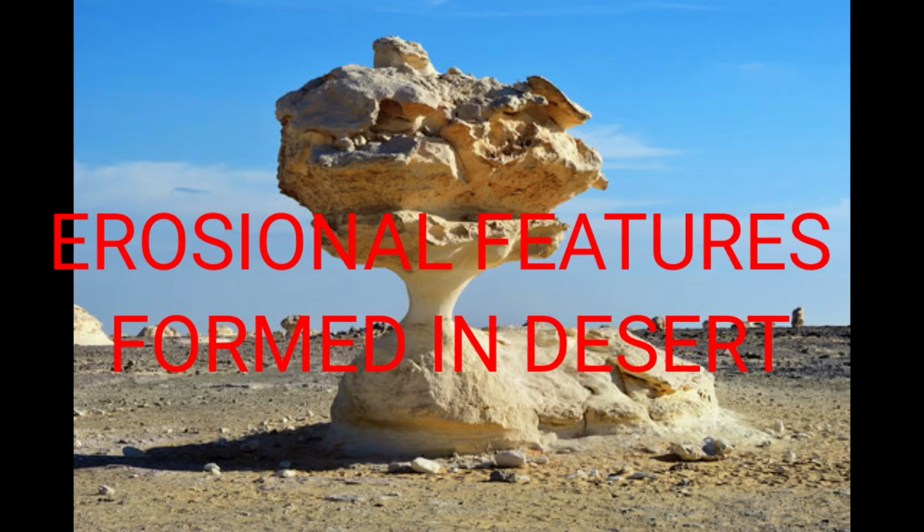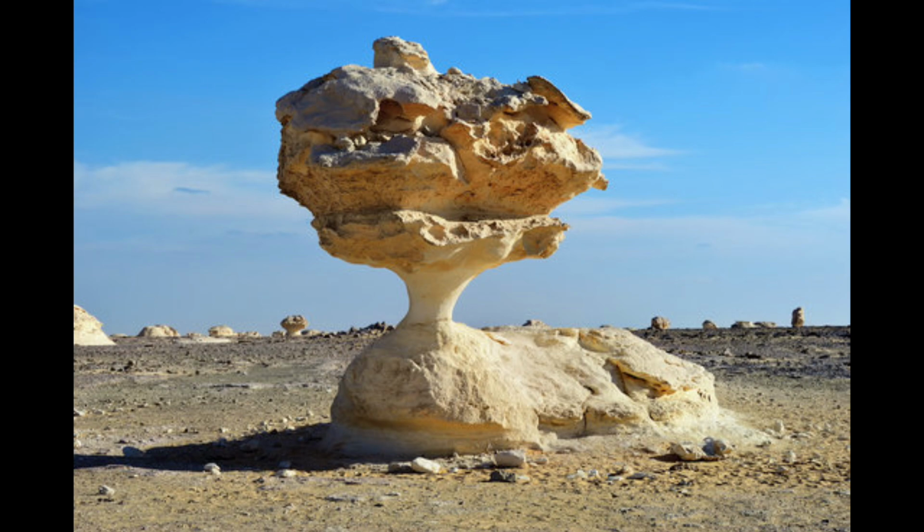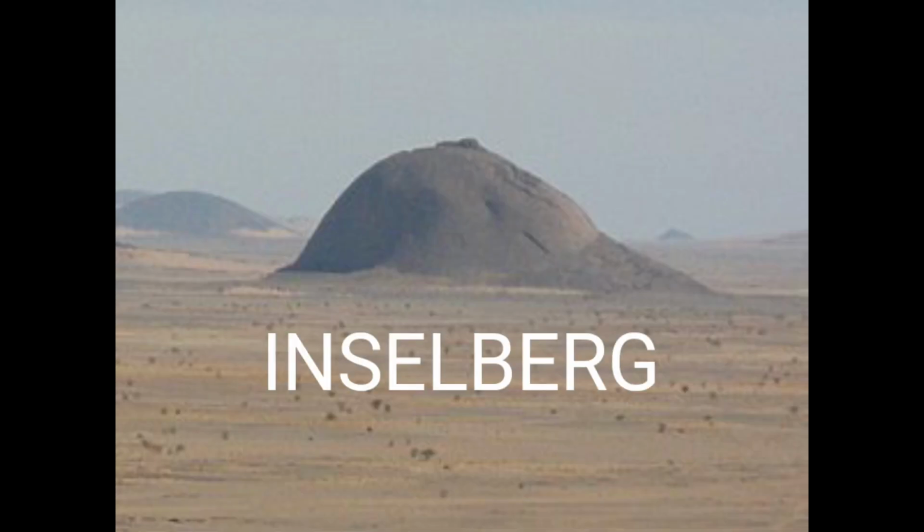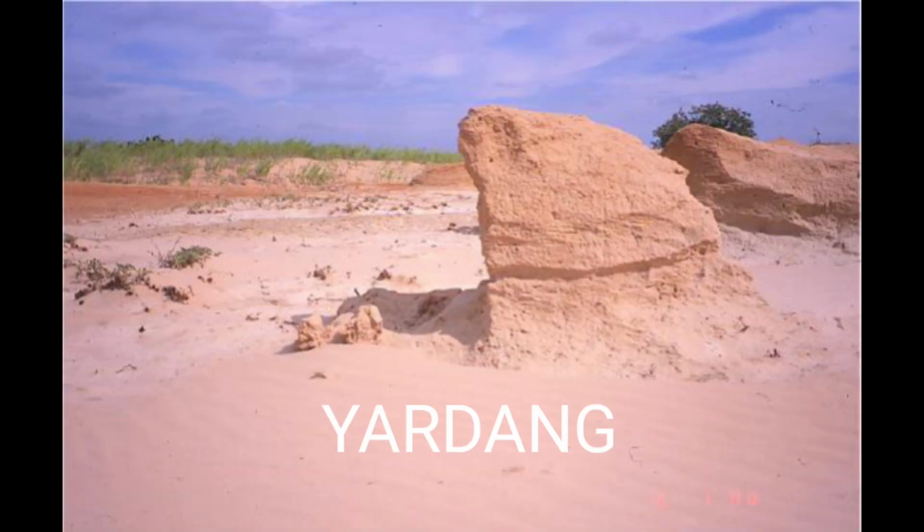Erosional features found in deserts. Wind erodes the sands and hits the elevated lands on its way. It blows at such a high velocity that it erodes those lands. Such erosion, which is caused due to friction or force, is called abrasion. Some of the features formed due to abrasion are Inselberg and Yardang.